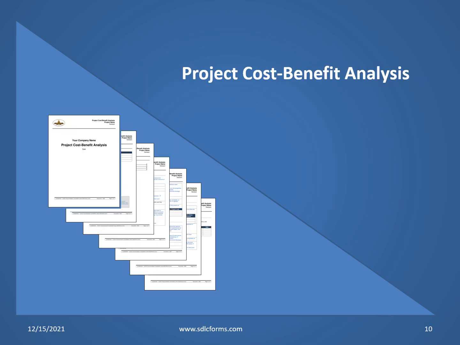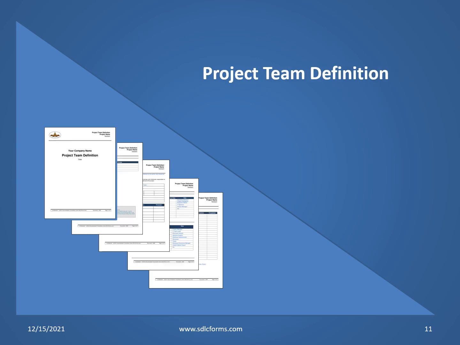The project cost-benefit analysis provides information that will be performed in the project, including business objectives and project description. The project team definition identifies the business and technical groups and individuals responsible for the phases and approval of the project.